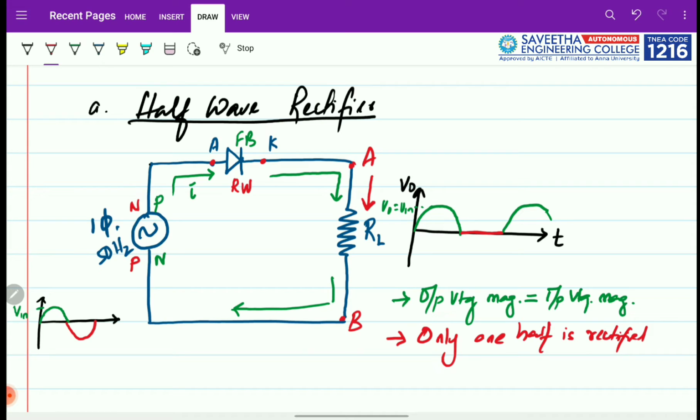So it becomes a pulsating DC, which is discontinuous, and we don't have one half of the cycle, we don't have the output. So it means that if any electrical appliance is connected to it, that appliance will get the input only 10 milliseconds out of every 20 milliseconds. So that could affect the life of the appliance.